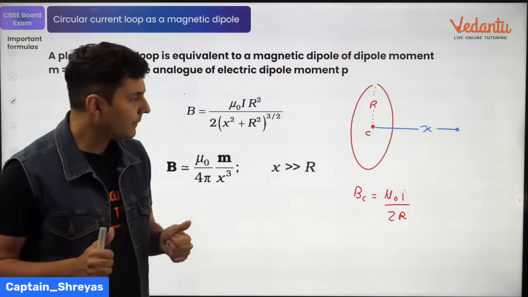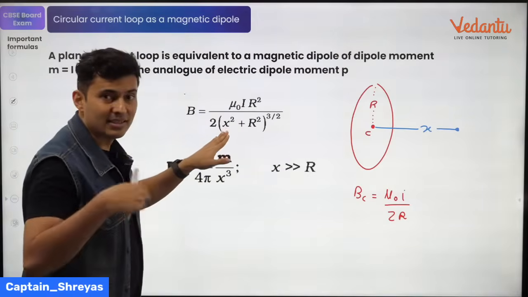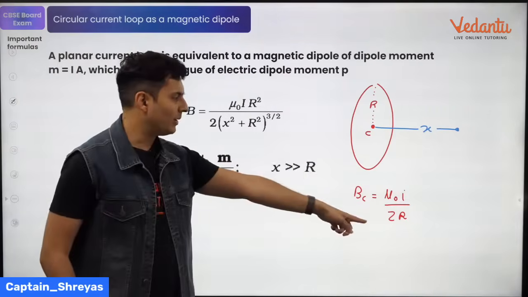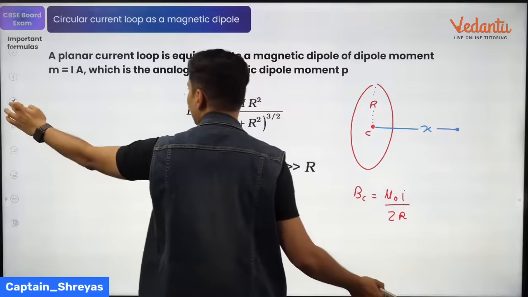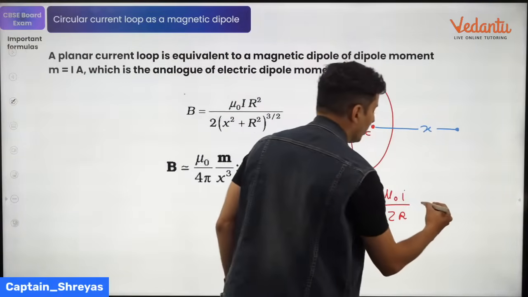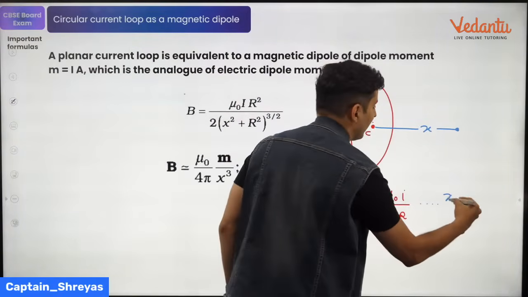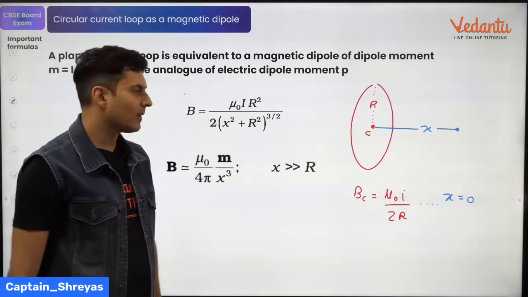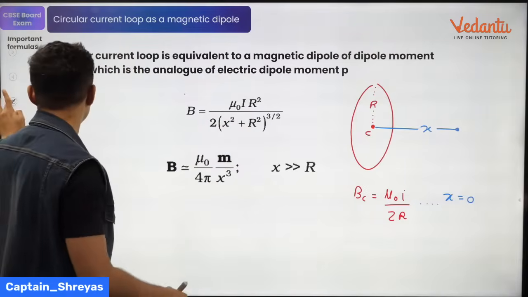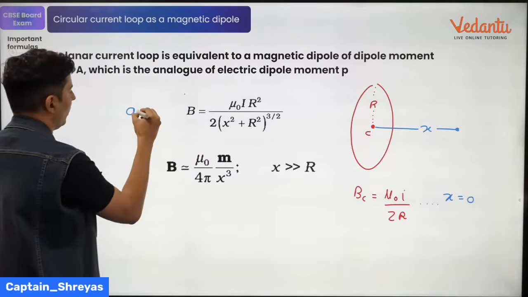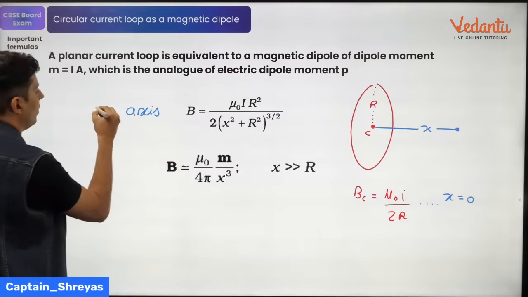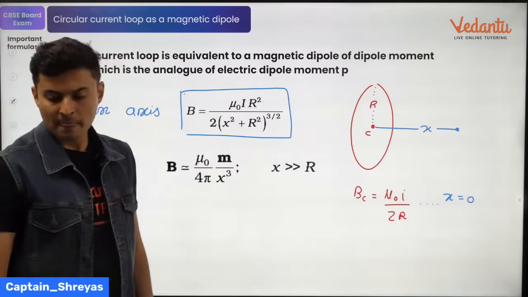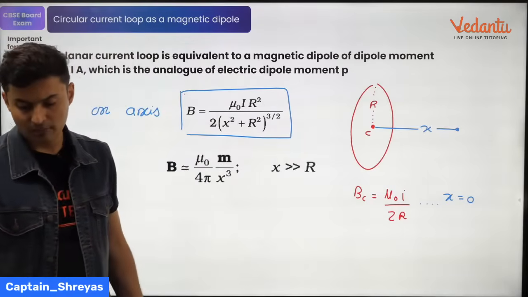Okay, everyone with me? In fact, if you put the value of x as 0, you will get back this original formula. So you can see the magnetic field at the center also can be derived by putting the value of x as 0, because you're at the center. If x is not 0, you're on the axis, then you're going to use this formula. This is on that particular axis. You're going to use this particular formula. Is that okay? Very good. Awesome.